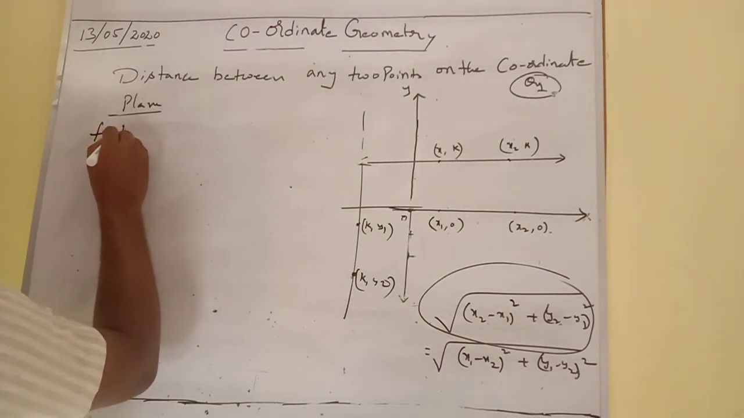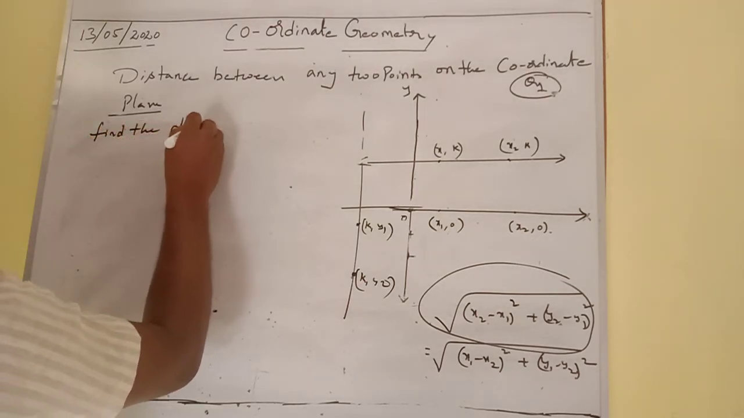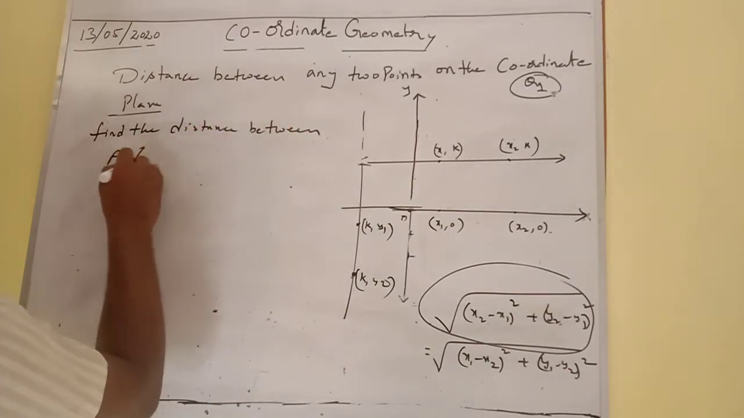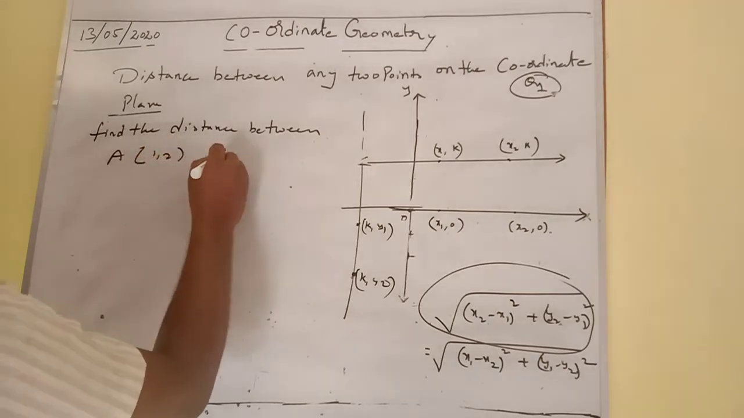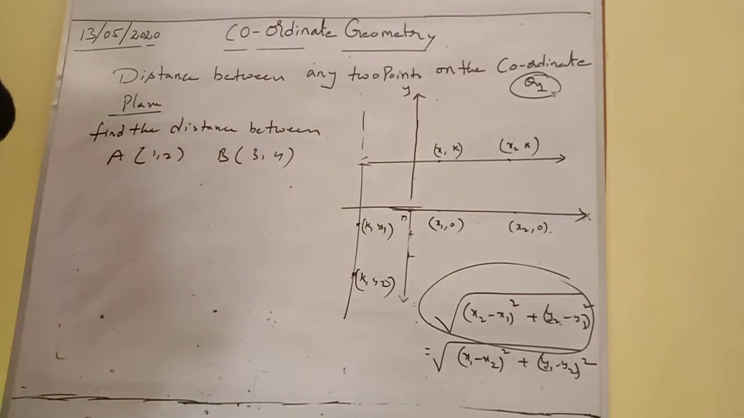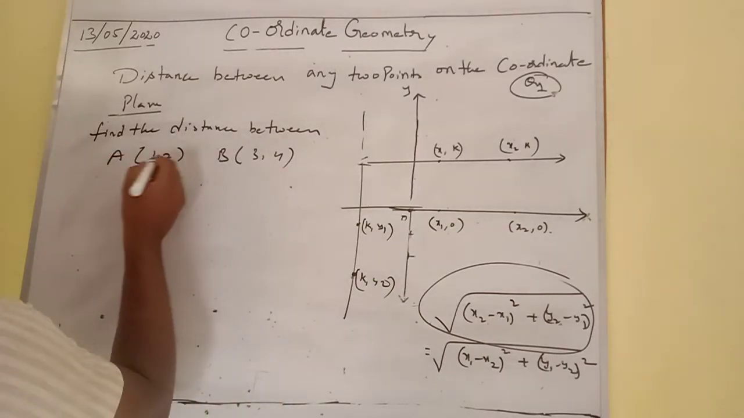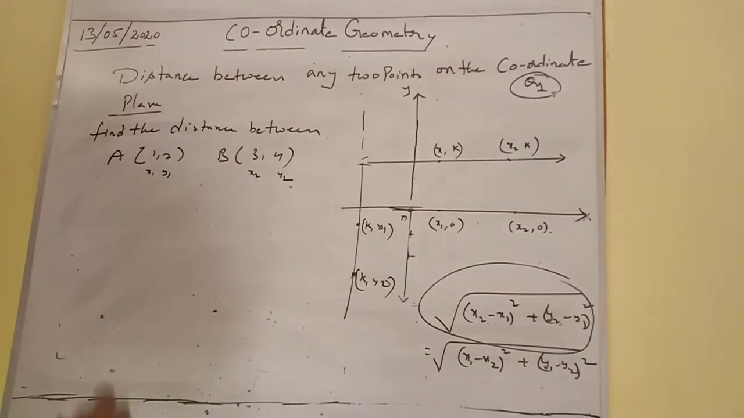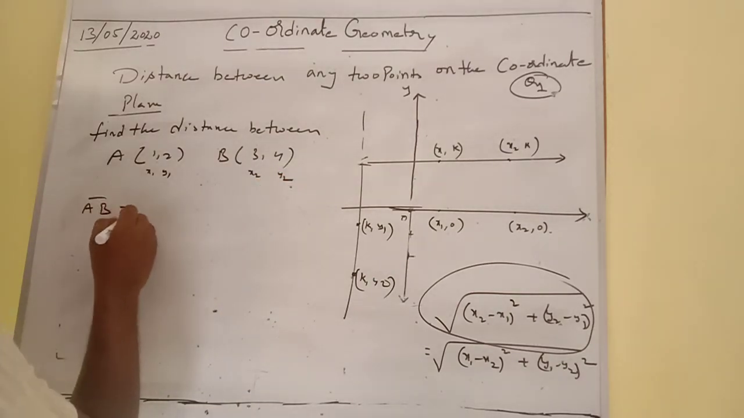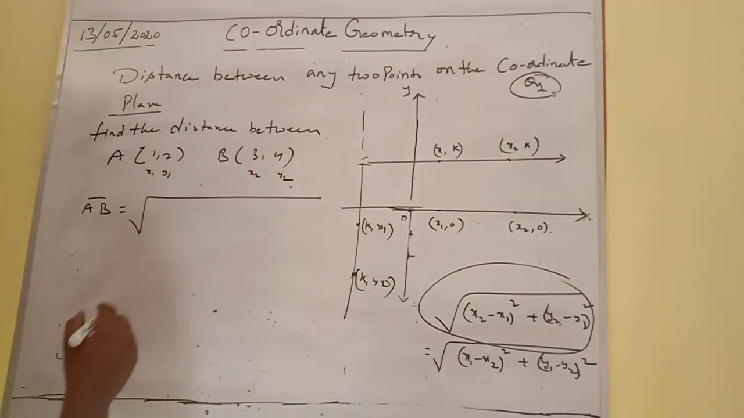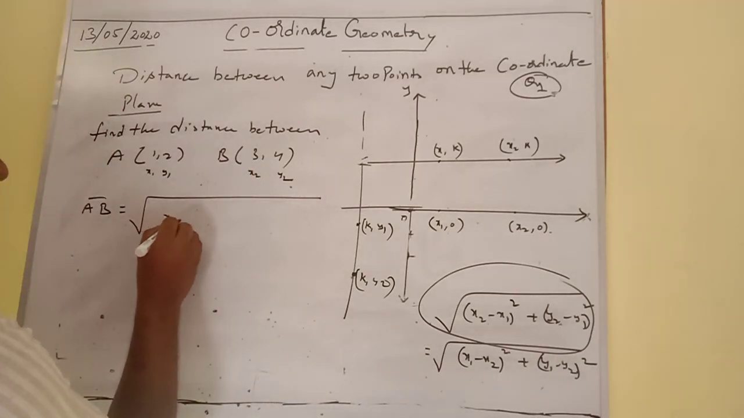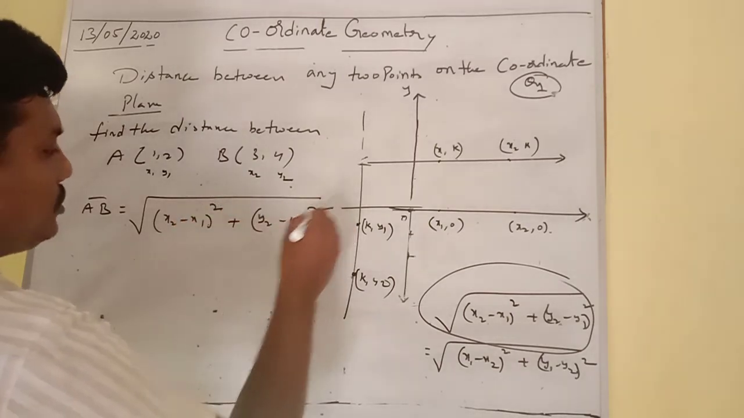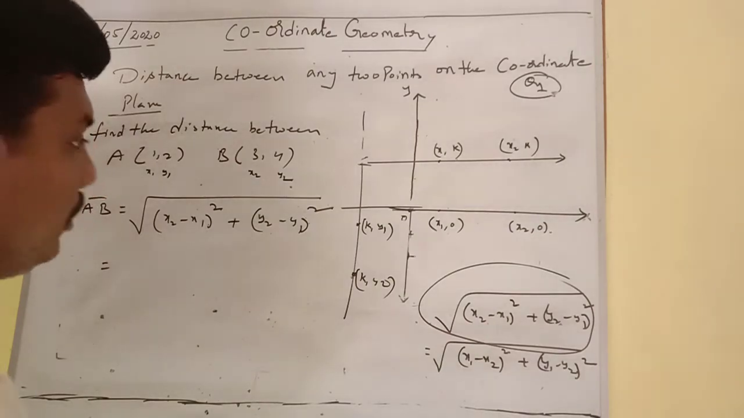Find the distance between A(1, 2) and B(3, 4). Let me consider point A as x1, y1 and point B as x2, y2. So the distance AB is equal to root of x2 minus x1 whole square plus y2 minus y1 whole square. This is the distance between any two points on the coordinate plane.